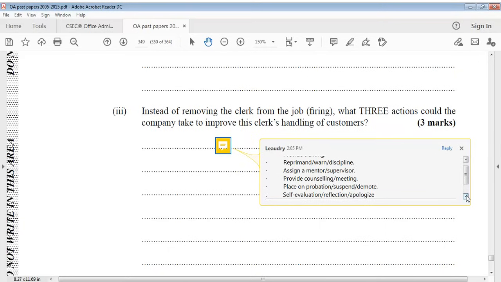So those are some actions that could be taken to improve the clerk's handling of customers. All right.